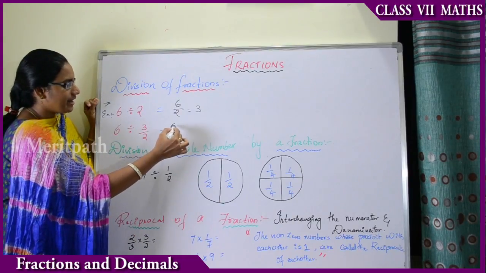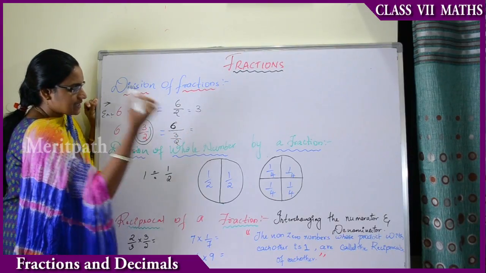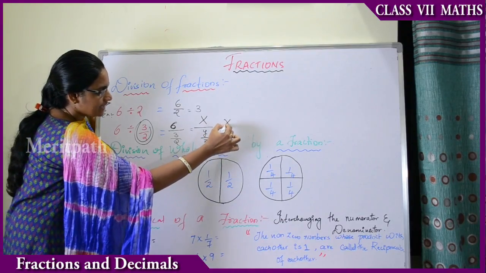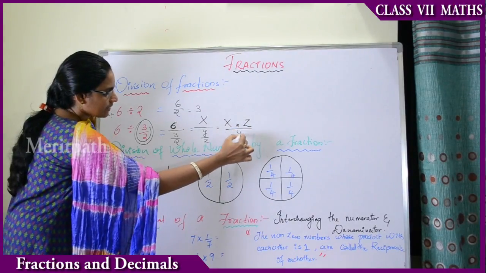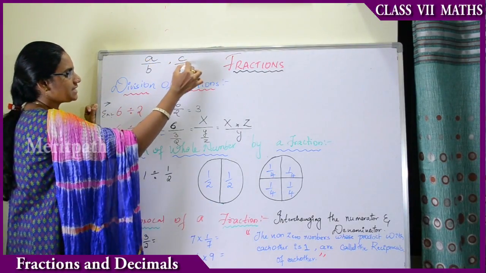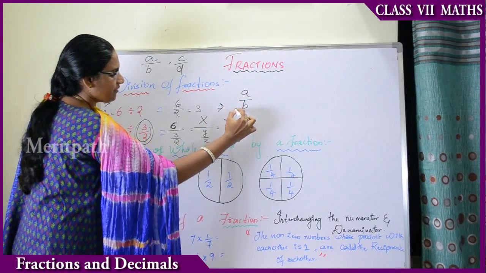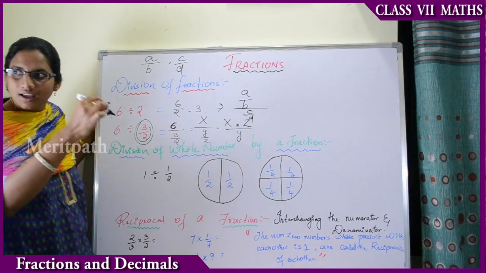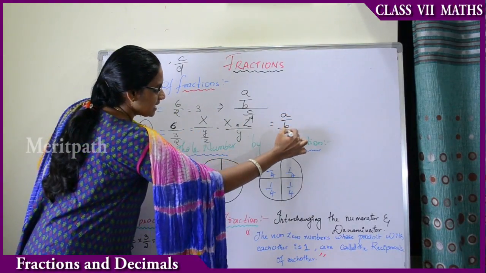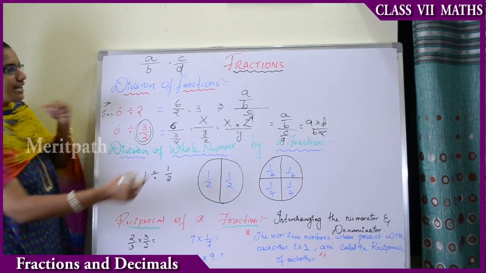And at the same time, when we divide one integer with a fraction, that is 6 by 3 by 2, it is in the form of x by y by z. It goes like this, x into z by y. I hope you know how to write the fractions. That is, if a by b is one fraction and c by d is the other fraction, then a by b divided by c by d gives us a into d divided by b into c. Okay, I hope you can see that a into d divided by b into c.